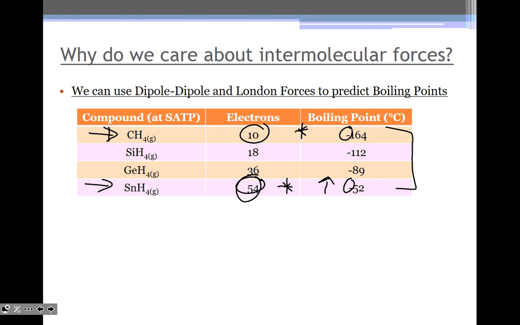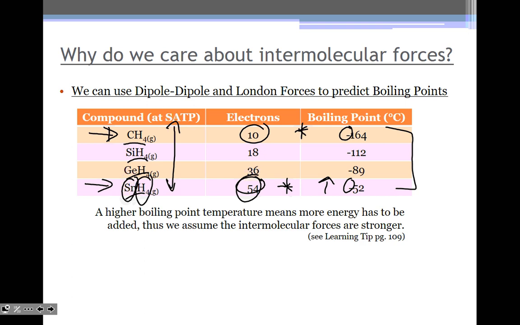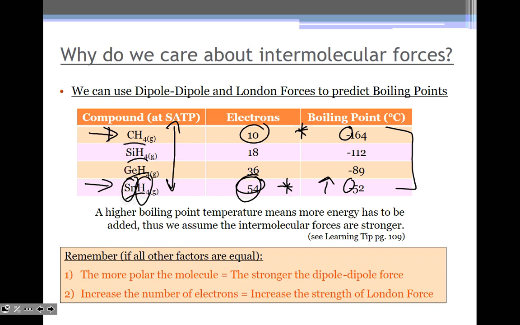There's no other forces. There's no dipole, because this is nonpolar, nonpolar, nonpolar, nonpolar. One central atom, the 4 peripheral atoms are exactly the same, so it's going to be nonpolar. A higher boiling point temperature means more energy has to be added, thus we assume the intermolecular forces are stronger. That's logical. If I need more energy to break bonds, clearly that means that the forces are higher.